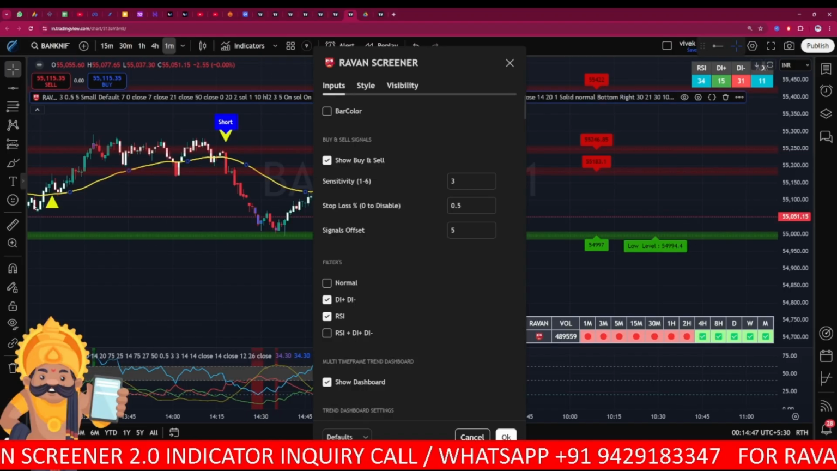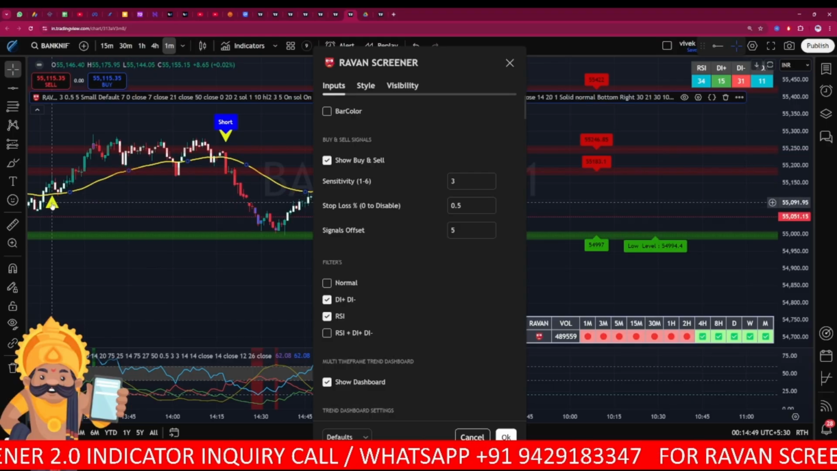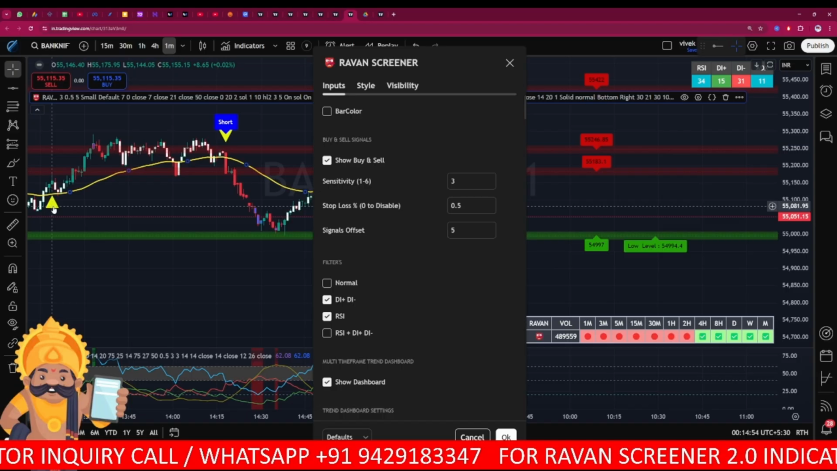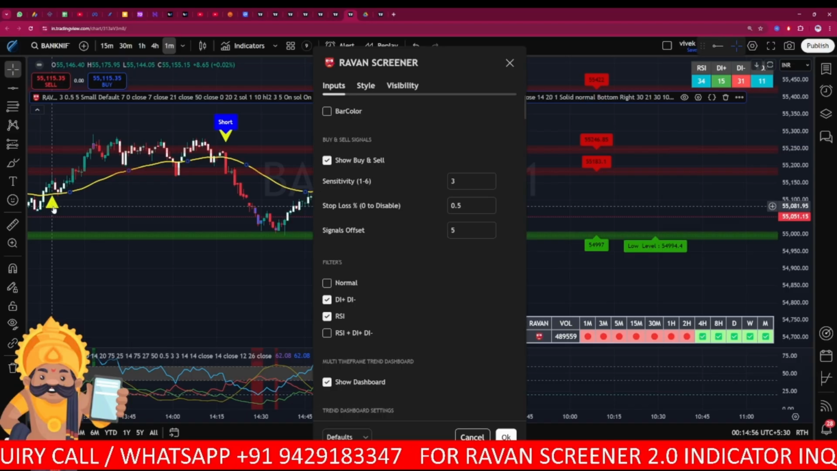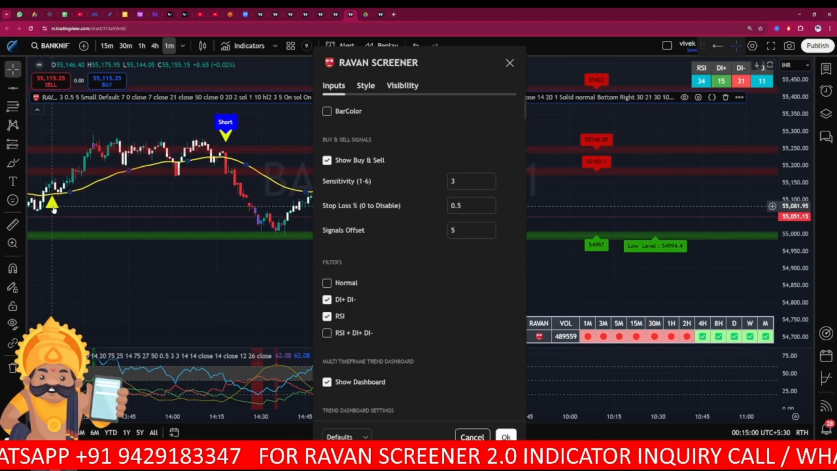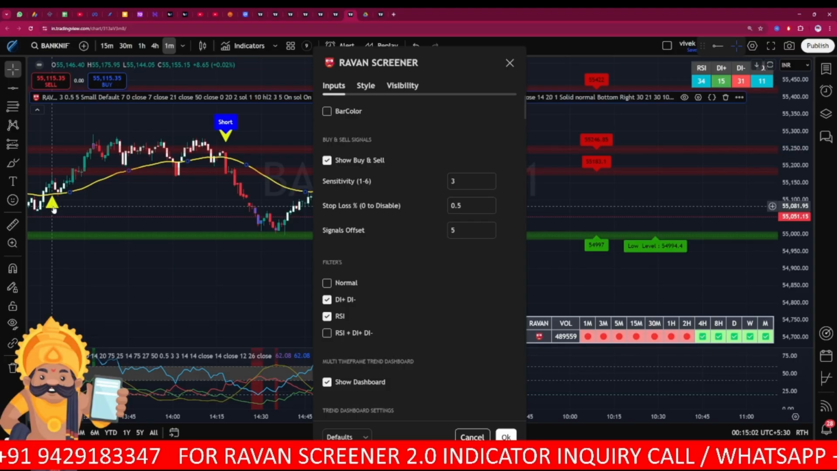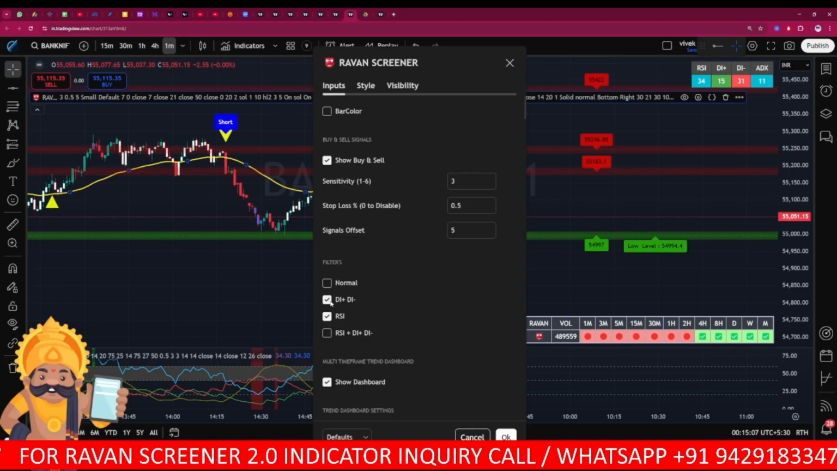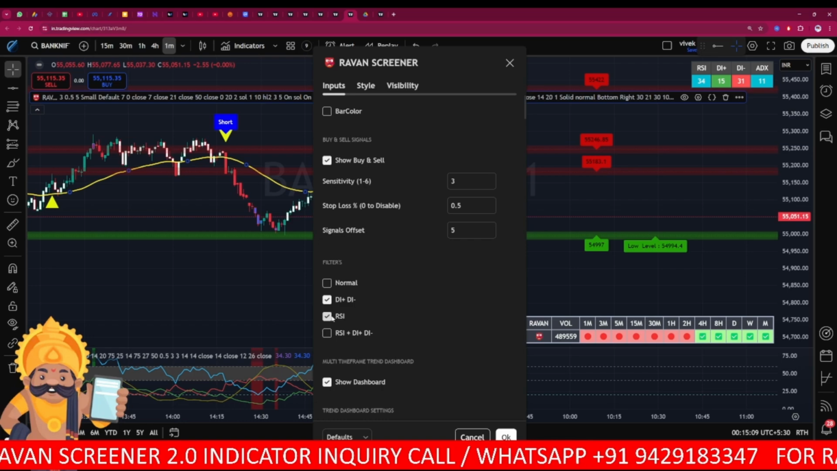You can see in this condition the RSI arrow is confirmed, but in this specific trade DI plus DI minus has not confirmed. We'll be discussing in this video why it's not confirmed and when to make an entry in such trades. Don't worry. These two are our two main conditions.